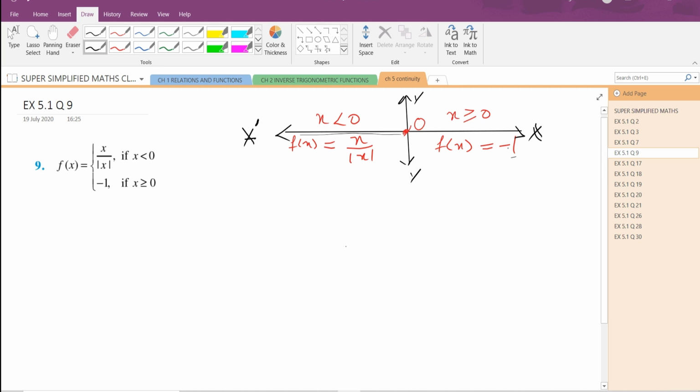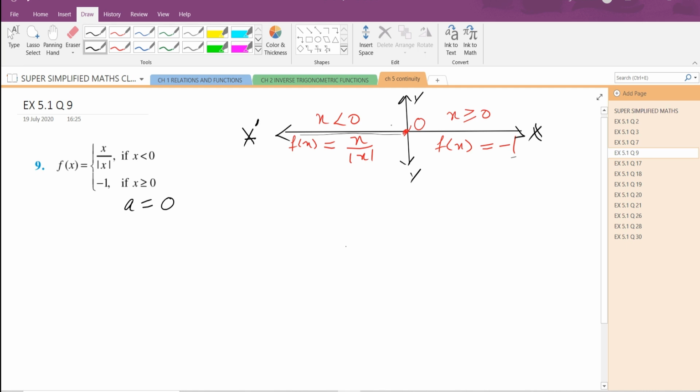So the only point of discontinuity, if there can be any, can be 0. So I have to check the continuity of this function at the point 0, because for all the points which are less than 0, the function, being the quotient of two continuous functions, is continuous. The numerator x is a polynomial function and hence continuous. The denominator modulus x is a modulus function and hence continuous. And we know that the quotient of two continuous functions is continuous. Therefore, for all x less than 0, the function is continuous.